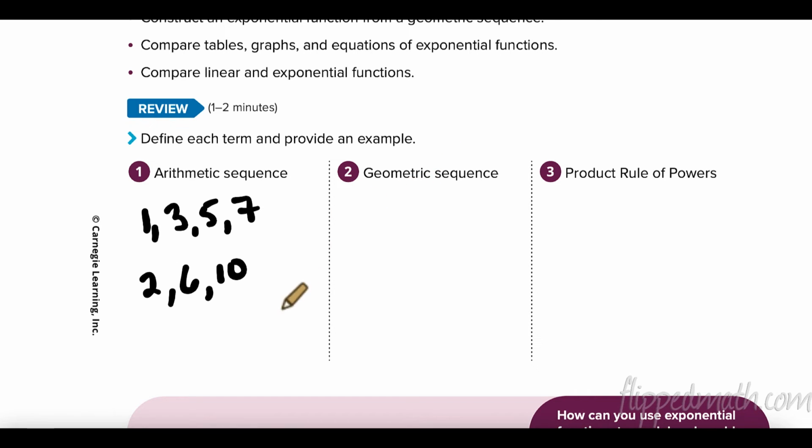What's a geometric sequence? Well, a geometric sequence is when I am multiplying: 2, 4, 8, 16. I'm multiplying by 2 here. Whenever we have a constant multiplier, that is a good tip that we are in a geometric sequence.